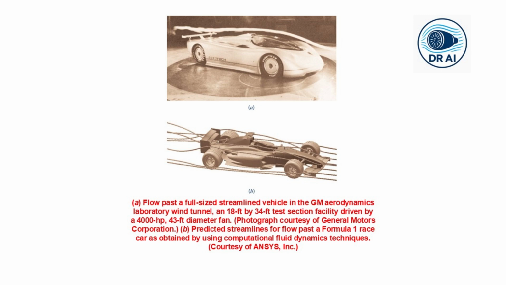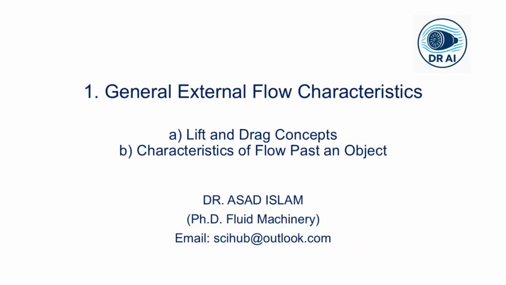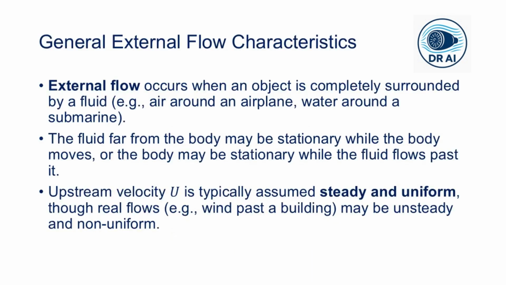Now here is an important distinction. Sometimes the objects move through stationary fluid, like an airplane flying through calm air. Other times the fluid moves past a stationary object, like wind blowing past your dome building. Mathematically, we can make these situations identical by fixing our coordinate system to the object. We will assume the upstream velocity is uniform and constant, even though in reality the wind is often gusty and turbulent. But for our purposes, that simplification works well.